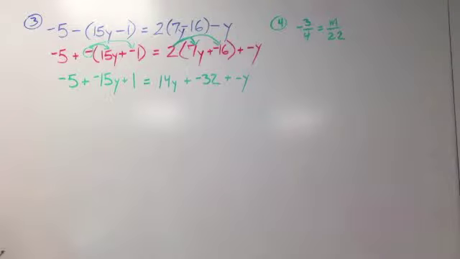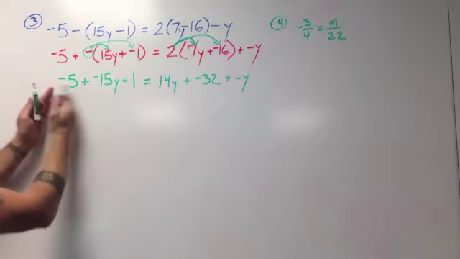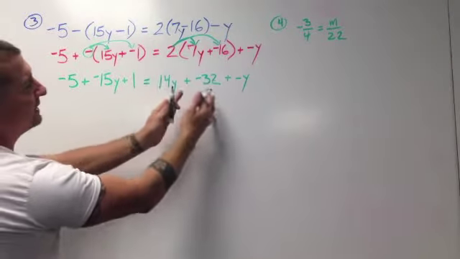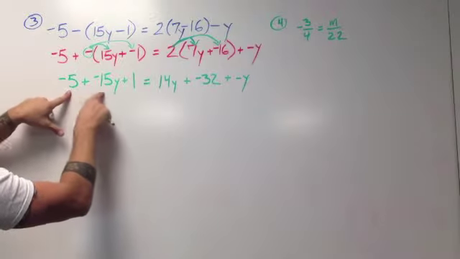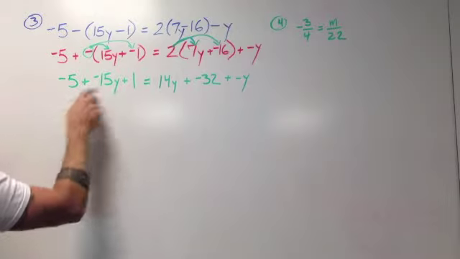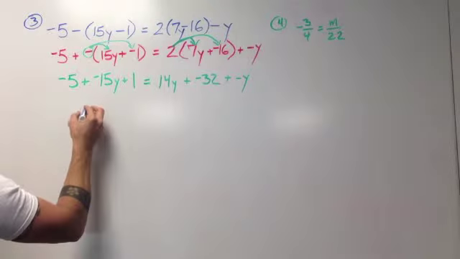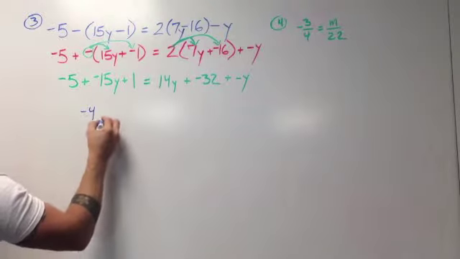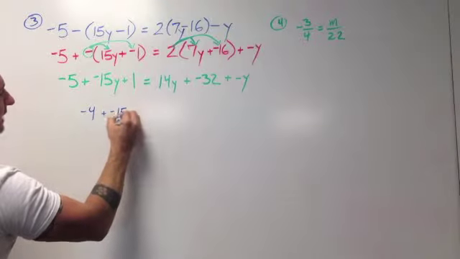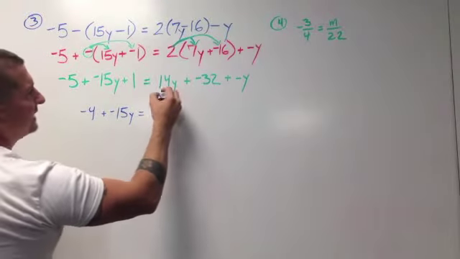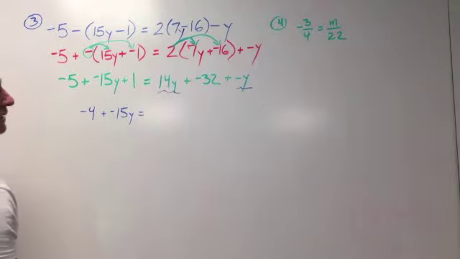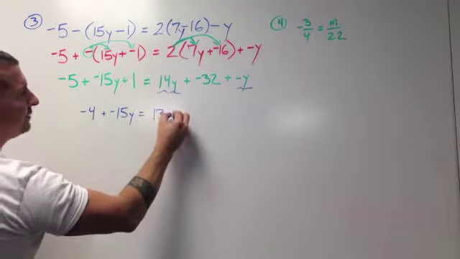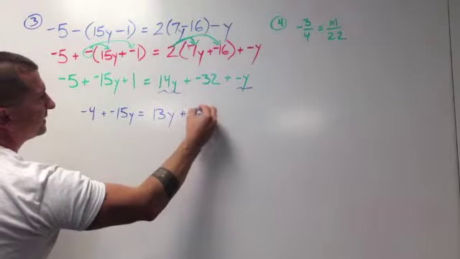We need to look around and see what we can combine on the left, combine it all, what we can combine on the right, combine all that. So we have negative 5, negative 15y, and 1. We can combine these two. So we have negative 4 plus negative 15y. On this side, these are like terms, 14y and negative y. Combine those, we get 13y plus negative 32.